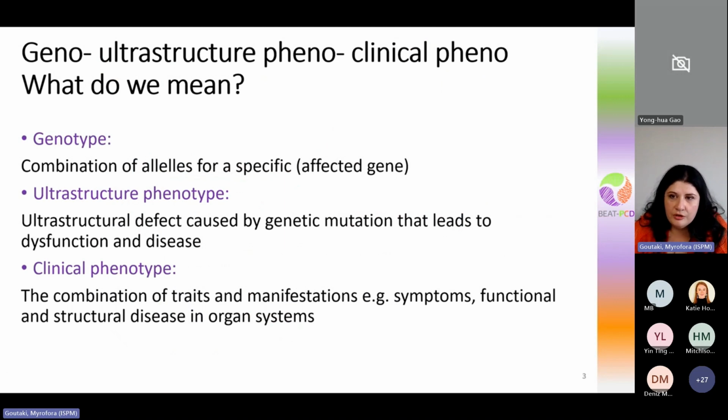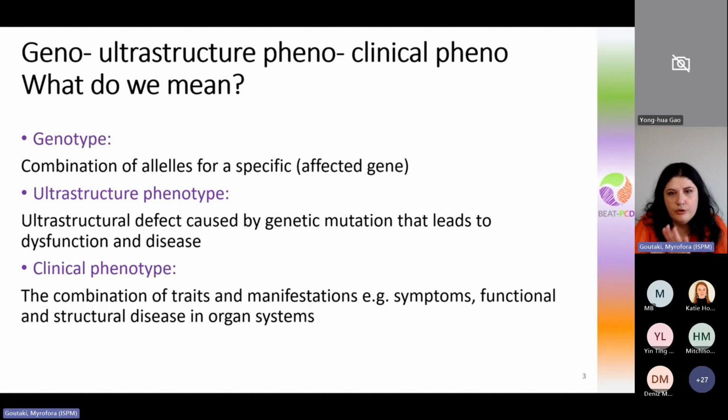When we discuss genotype-phenotype associations, it's very important to understand clearly what each term means, because in many published studies this is not always straightforward, especially because the difference between the functional phenotype, which is the ultrastructural phenotype, and the clinical phenotype associations is not always described. So for me, coming from an epidemiological and clinical background, the genotype is clear: it's the combination of alleles for a specific affected gene. But when I talk about phenotype, and this is where I will focus today, I'm referring to the clinical phenotype.